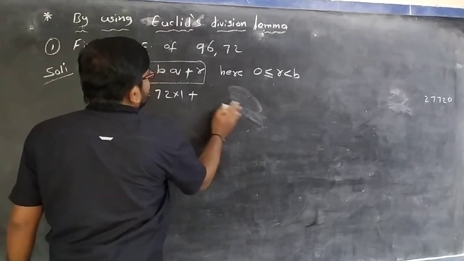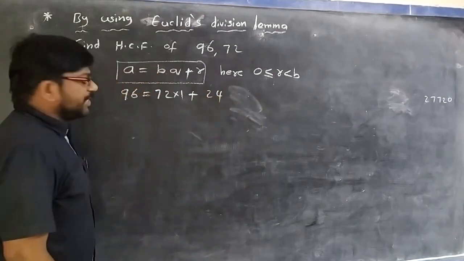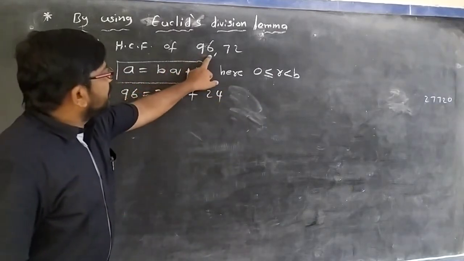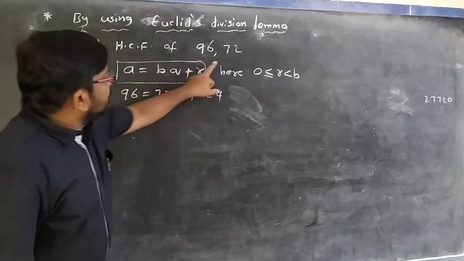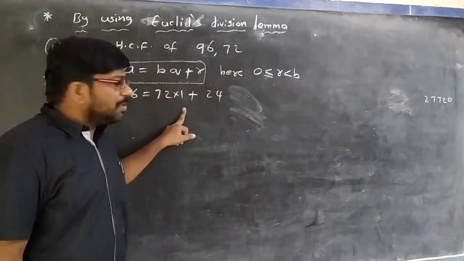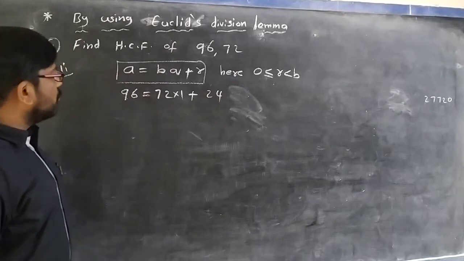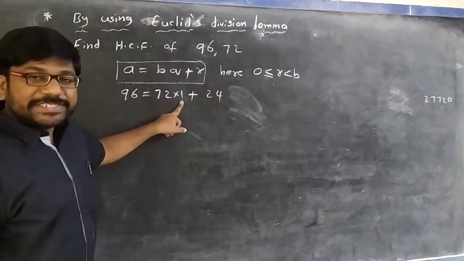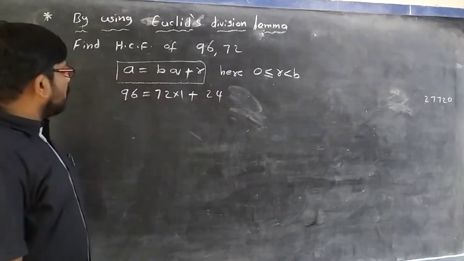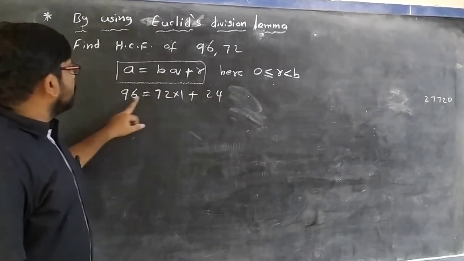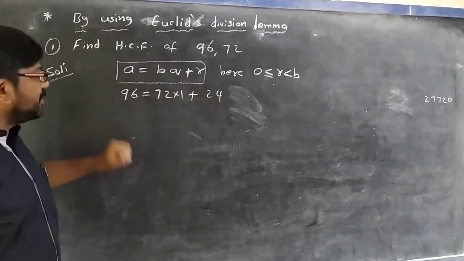24. Yes, 24. See, 96 can be written as 72 into 1 plus 24. See, 72 ones are 72, plus 24. 72 plus 24 gives 96, right?